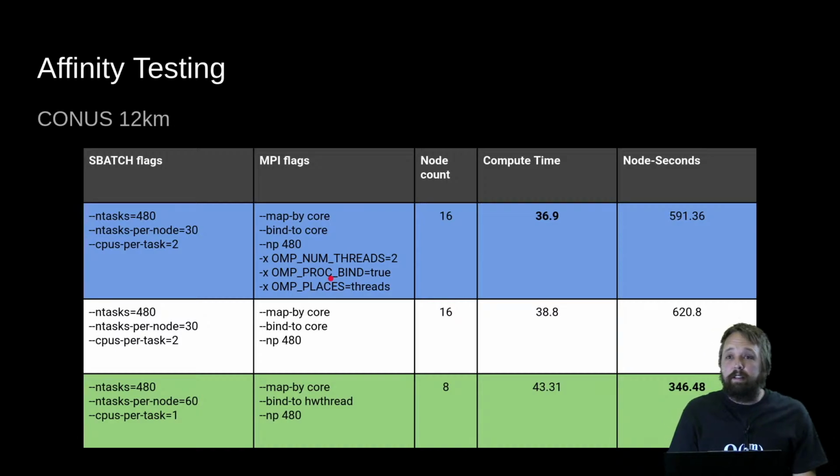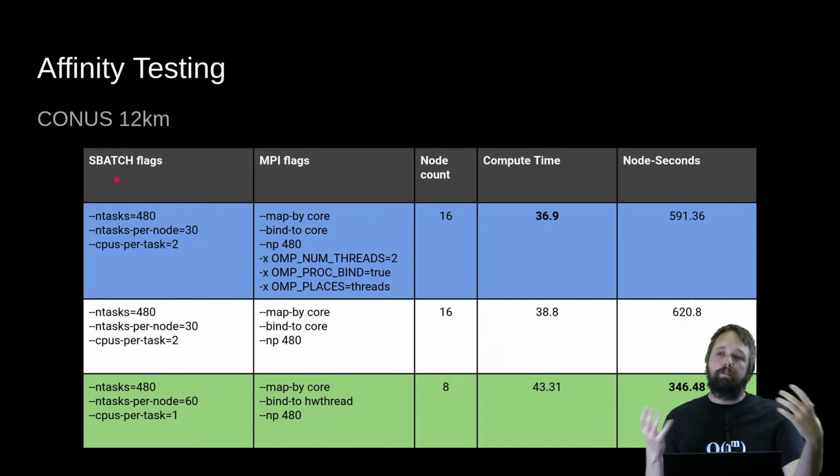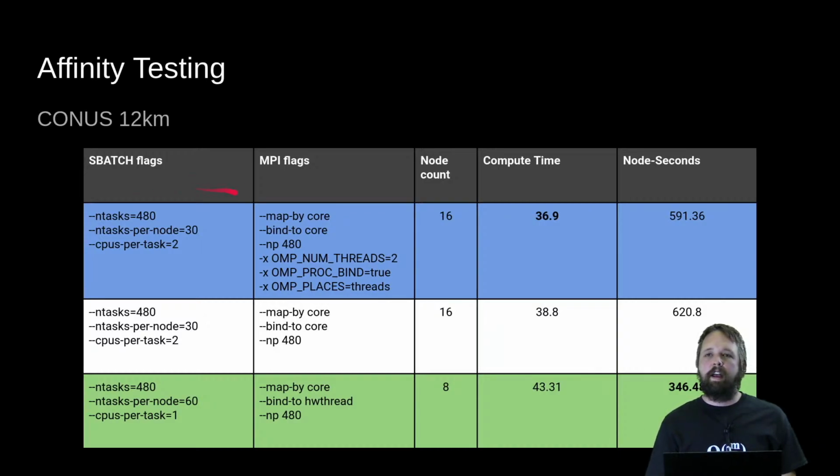So that's what I'm showing here in this table, and I'll walk you through it, as we'll be looking at a couple of these in the next couple of slides. We have the sbatch flags, the things that control how many resources we put on a particular node and how many CPUs we give to each MPI rank. Then we have the MPI or affinity flags, so whether we're binding to cores or hardware threads, and whether or not we're using OpenMP. Then over here are some of the output metrics for the CONUS 12 kilometer benchmark. In the next couple of slides, we'll look at CONUS 2.5 as well.